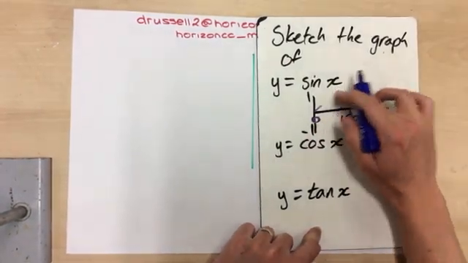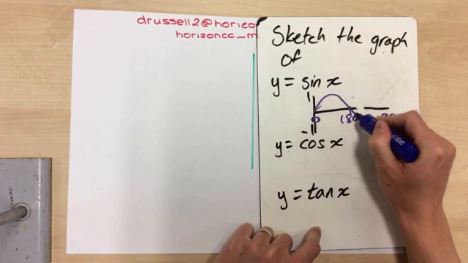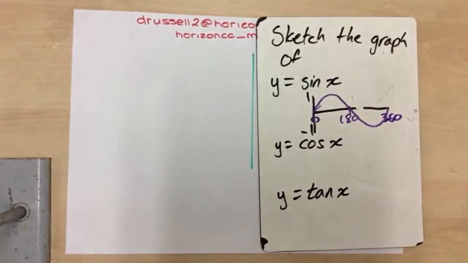Okay? So we go up and down through 180 and back up, back to 360.